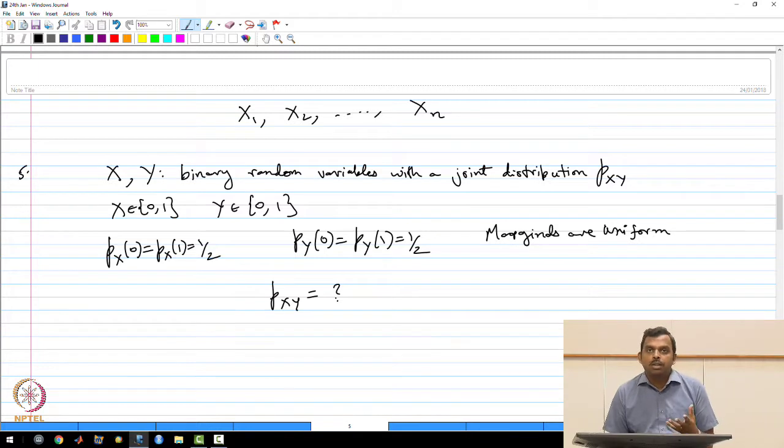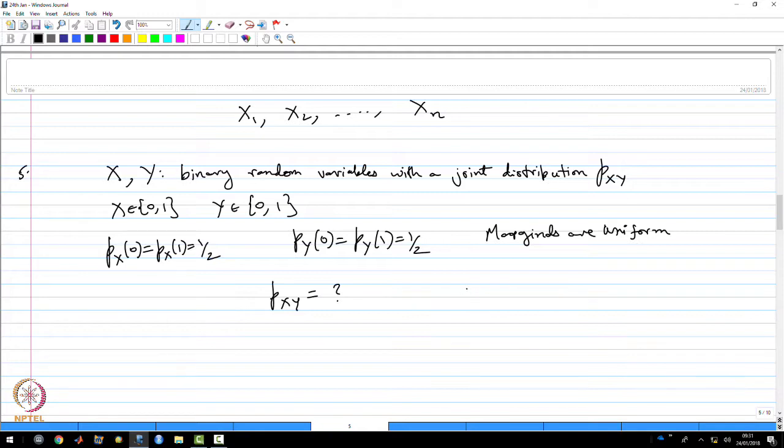Now, a lot of people would immediately say x and y are independent, so pxy is actually going to be 1/4. What do I mean by pxy? There are 4 values, right? So it's convenient to write it in the form of a table. You have your x, y here, x is 0, 1, y is 0, 1, and this table captures pxy.